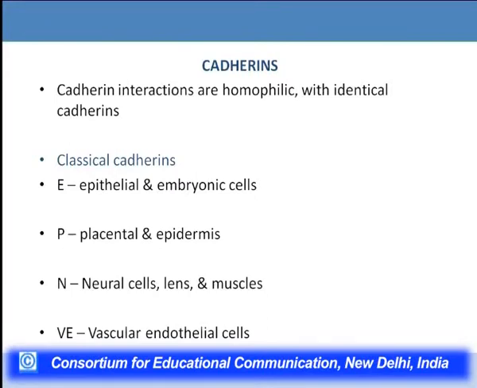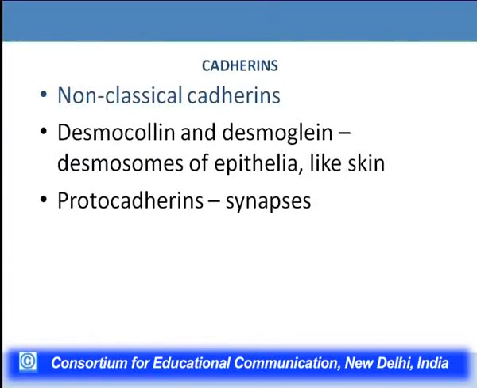There are a number of types of cadherins that have been identified, and the classical types are E cadherin, which are epithelial cadherins, P, which belong to placental cadherin and epidermal cadherin, N, which are found in the neural cells, and VE, which are vascular endothelial cell cadherin. But there are also other types of cadherin which differ in the domain arrangement from the classical cadherins, and they are known as non-classical cadherins like desmocollin and desmoglein, which are usually found in the desmosomal regions of epithelium, and protocadherins which are found in synapses.